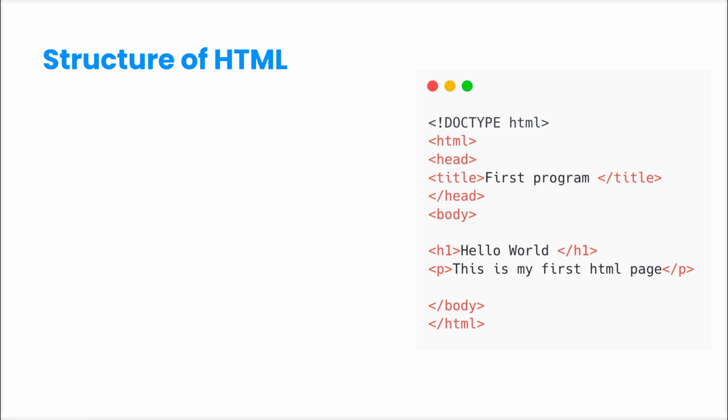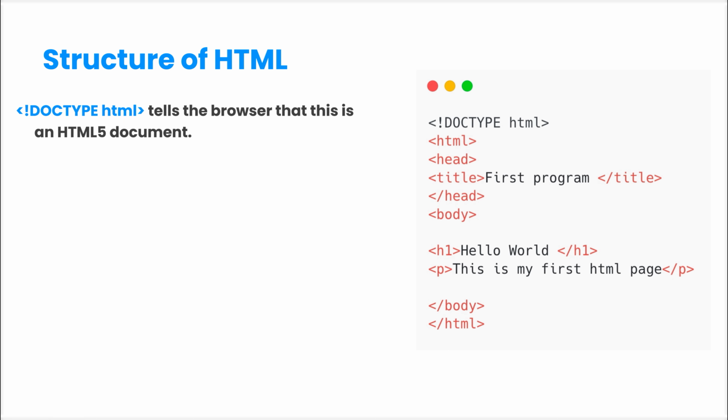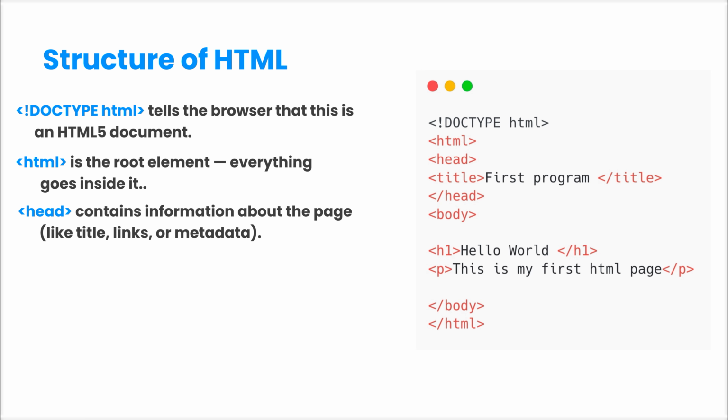Now let's see the structure of an HTML document. So doctype html tells the browser that this is an HTML5 document. The html tag is the root element. Everything goes inside it. The head tag contains information about the page like title, links or metadata.